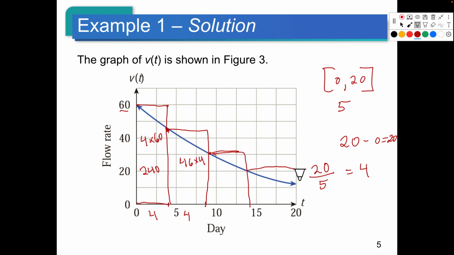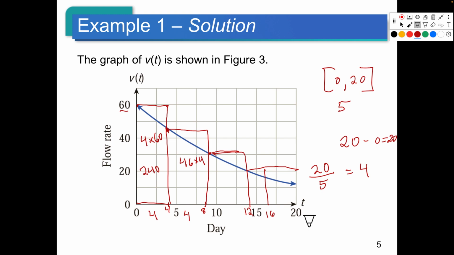This is 4 plus 4 is 8, 12. We could figure out what each one of these places is. So this is actually 4. This would be 8. 8 plus 4 is 12. Then the next one would be at 16. So you can tell I'm getting off here. These are supposed to be equal. And then 16 plus 4 is 20.